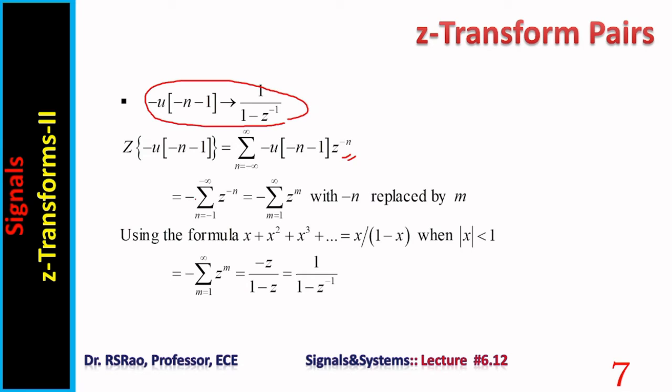This can be expressed as minus sigma n equal to minus 1 to minus infinity z power minus n, equal to minus sigma m equal to 1 to infinity z power m, with minus n replaced by m. Using the formula x plus x square plus x cube plus etc. is equal to x over 1 minus x when mod x is less than 1, this is the formula. One can write the transform of the given sequence minus u of minus n minus 1 as minus sigma m equal to 1 to infinity z power m, which is equal to minus z by 1 minus z, which is equal to 1 over 1 minus z power minus 1.